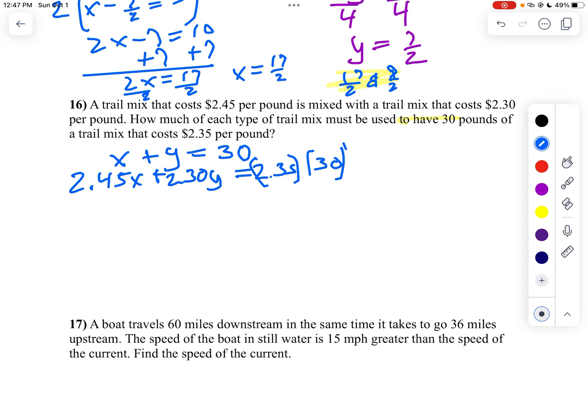We did problems like this in class, but just as a review, the first one we multiplied by 2.45. My second was multiplied by 2.30, so my total has to be multiplied by 2.35 because we're going to mix them together. And as we can see, since it's 2.35, I should have more of the second one, shouldn't I? But here's the nice thing. I can actually, well, let's do this before we type it in to decimals. Let's simplify. So I'm going to rewrite my second equation as 245x plus 230y. Let's take 30 times 2.35.